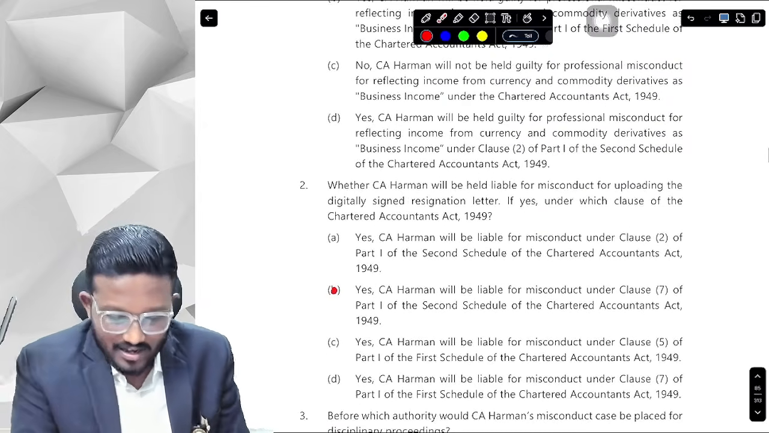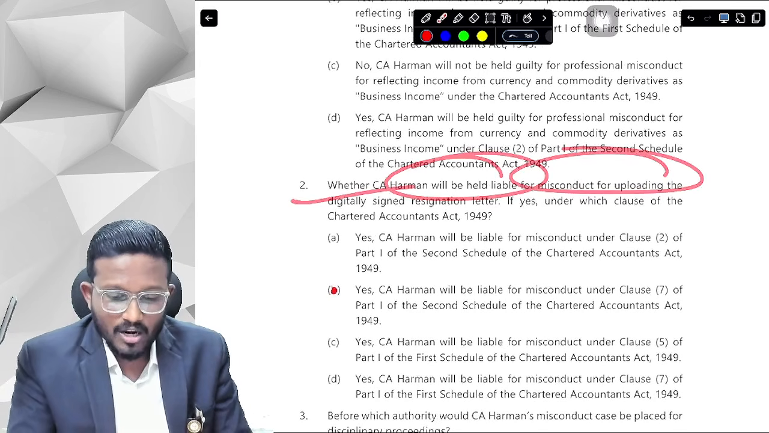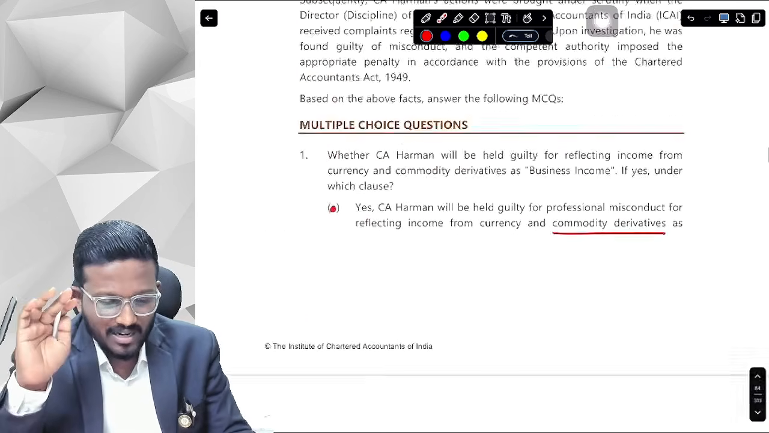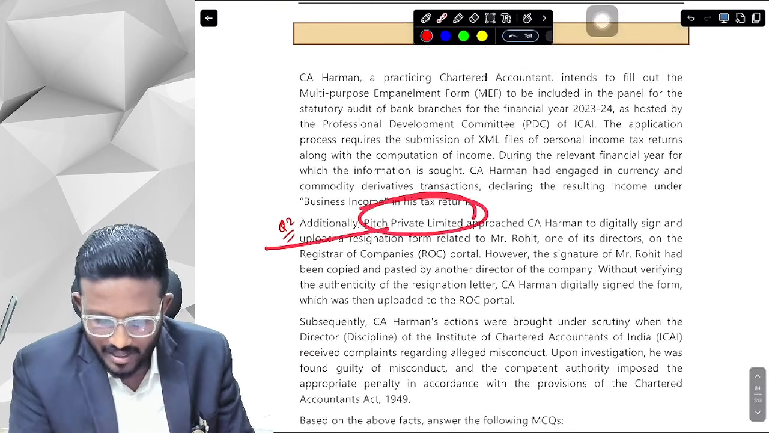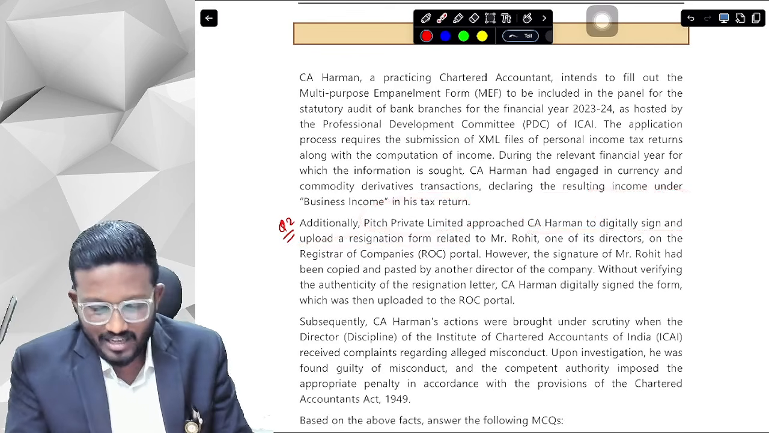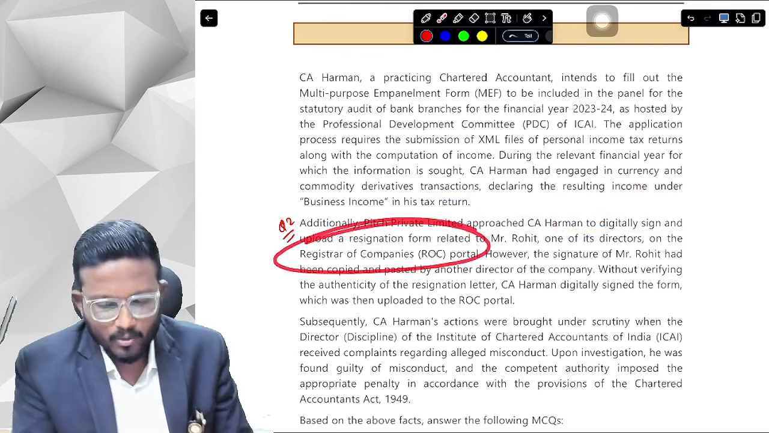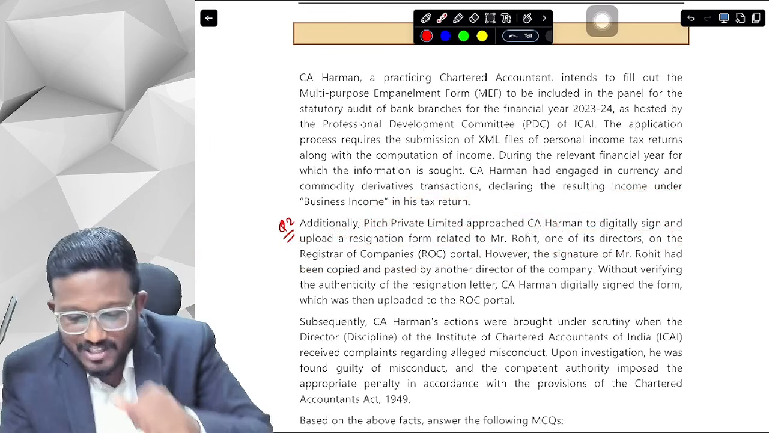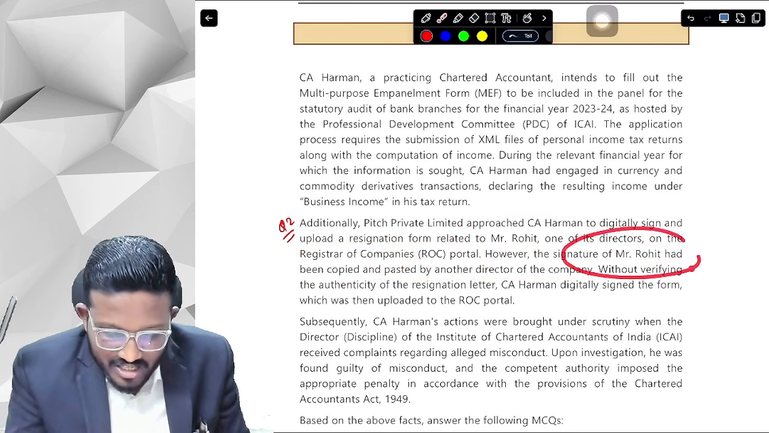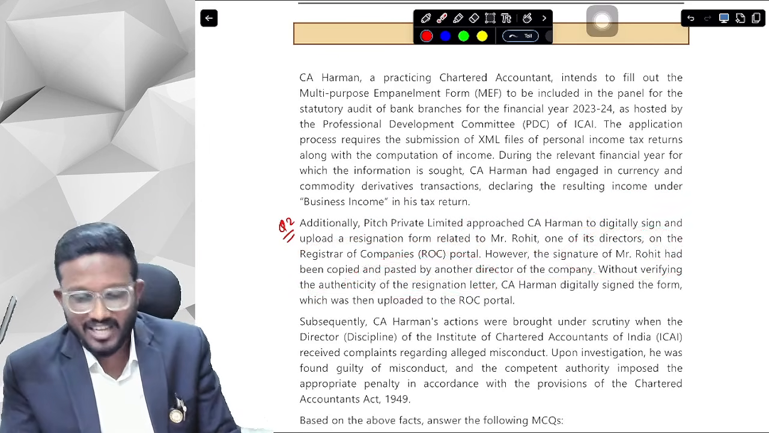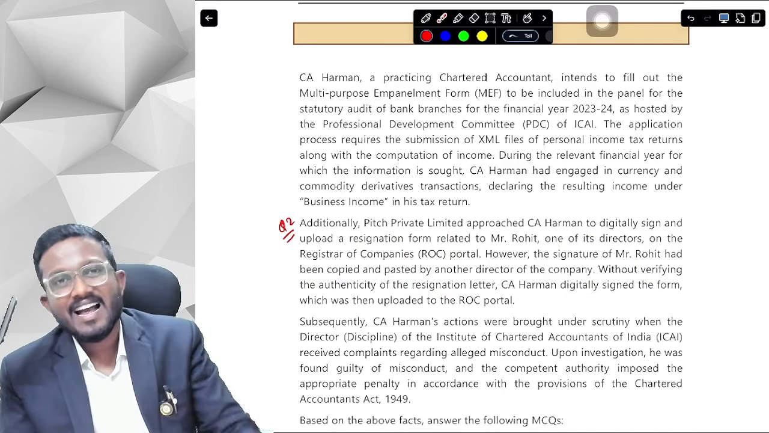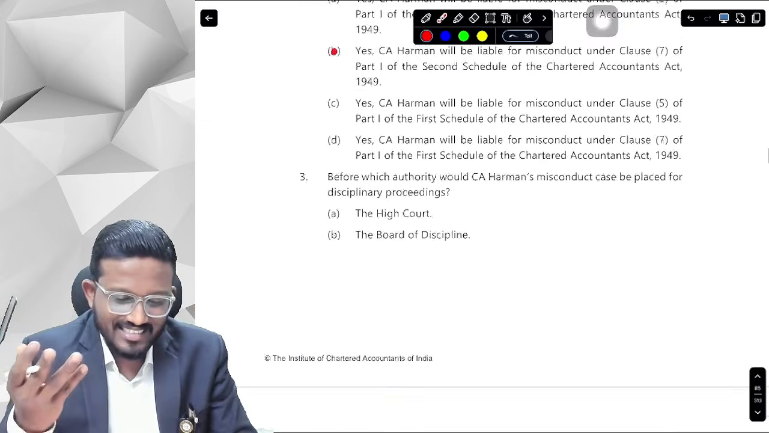Here it says, whether CA Herman will be liable for misconduct for uploading a digitally signed resignation letter. If yes, under which clause? So what has happened? A company approached CA Herman to digitally sign and upload a resignation form related to one of its directors on the registrar of companies portal. However, the signature of this particular director was copy-pasted by another director of the company. Now, without checking the authenticity of the resignation letter, CA Herman directly digitally signed the form and uploaded it to the ROC portal. Here CA Herman will be guilty. Yes, obviously CA Herman will be guilty.